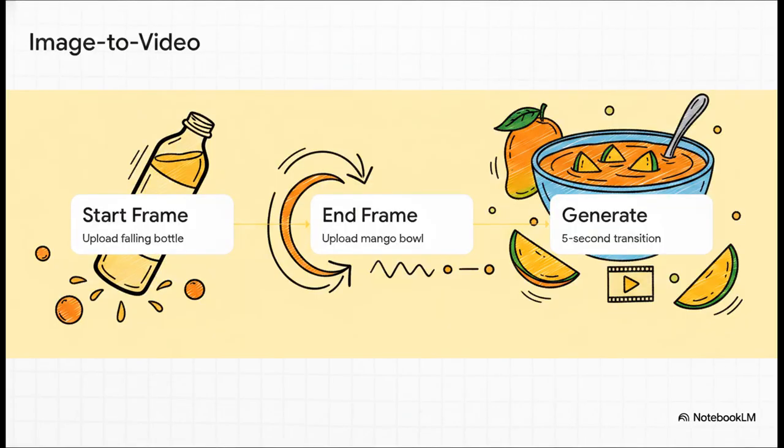So the smart play here is to stitch together flawless, highly accurate 5-second clips, rather than risking weird artifacts in a longer video. Let's move over to the image to video feature and see how this builds a perfect commercial-style transition just by setting a start and an end frame.